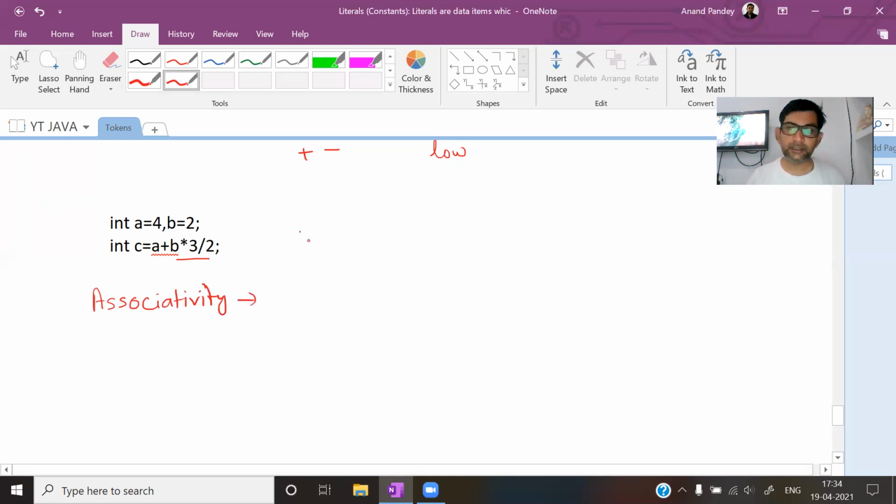You know, multiplication, division, addition, subtraction, these are what? Arithmetic operators. So for arithmetic operators, the associativity rule is left to right. Means when arithmetic operators of same precedence are coming in sequence, you need to move from left to right. And moving from left to right, whichever operator comes first will be evaluated first.